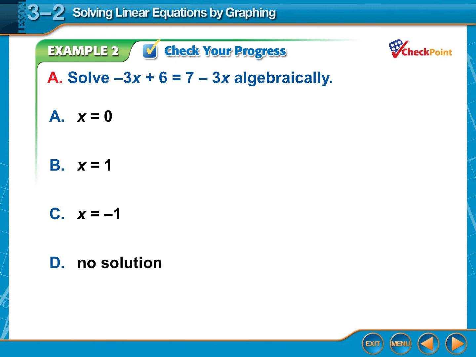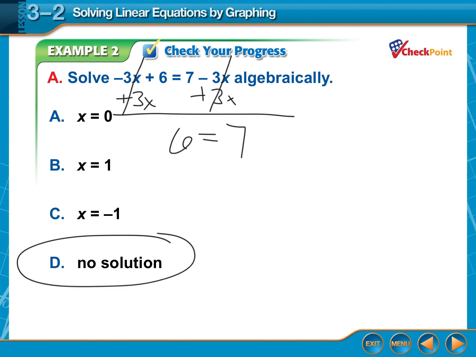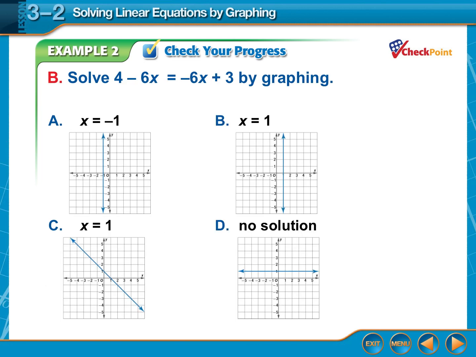Here, let's solve this one algebraically. When it says solve algebraically, again, what does that mean? Find x. Notice what happens. What happens when I add 3x on both sides? They cancel. They're gone, right? So we have 6 equals 7. No solution. Good. All right, here, what's going to happen? No solution, because those x's disappear.